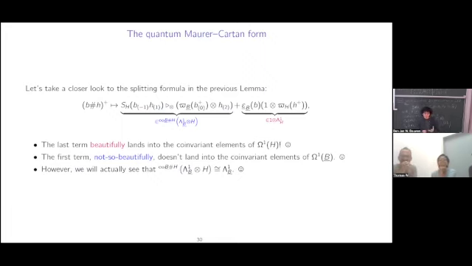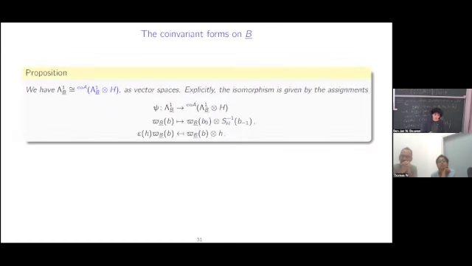And how do we understand this other term in blue on the left? We are actually going to realize a very direct isomorphism with the coinvariant forms that we have at the level of the differential calculus on B. So this proposition is telling us that indeed we have this isomorphism at the level of vector spaces that is explicitly given by this assignment that you can read here.